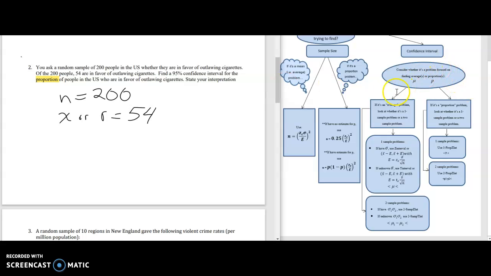Standard deviation is a dead giveaway that you're looking at an average problem. So because it says the word proportion and there are no references to averages, we're going to go to the right. It's a proportion problem, and it's either going to be a 1 prop Z interval or a 2 prop Z interval. 1 prop is if you're only looking at 1 sample of data. 2 is if you're looking at 2 samples of data. So you have to make the decision between which one of those 2 you should use. And then you should enter it into the calculator.